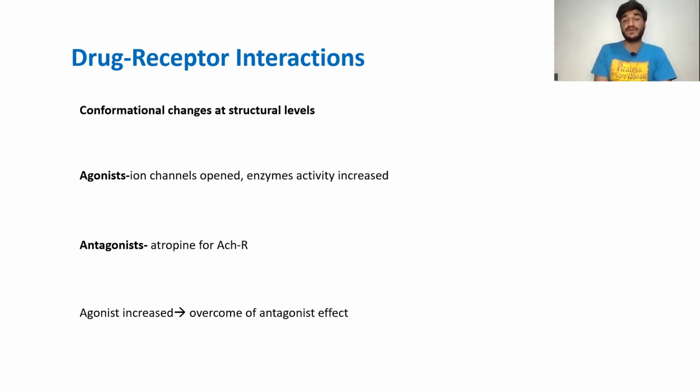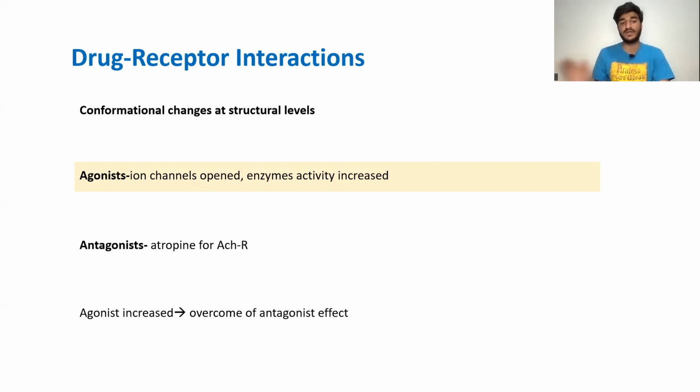And in this slide, I will talk about how the drug and receptor interactions occur. Actually, when the drug and receptors interact with each other, there are conformational changes at a structural level. That means the proteins change, and they make changes in the structures, and then they act according to that. And what are the agonists? Actually, the agonists increase the activity of the regulatory proteins, like the ion channels are opened, the enzyme activity may be increased when we use a drug as an agonist.